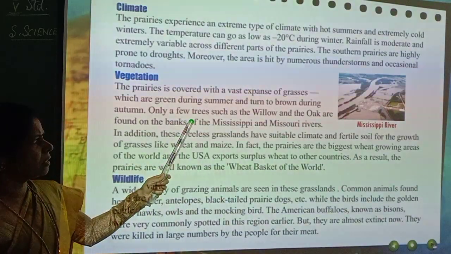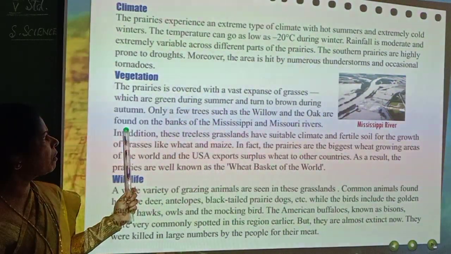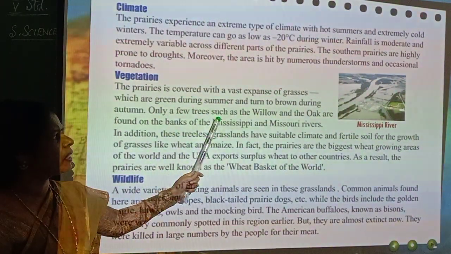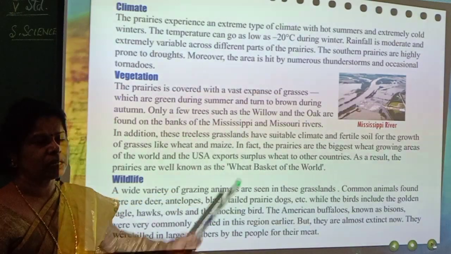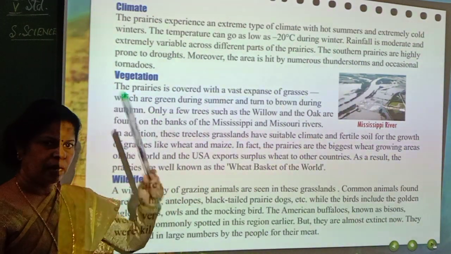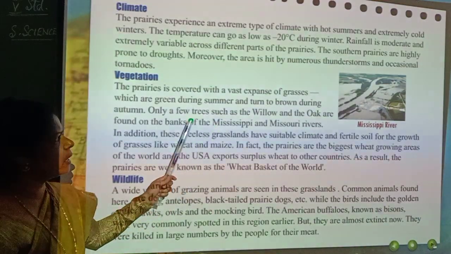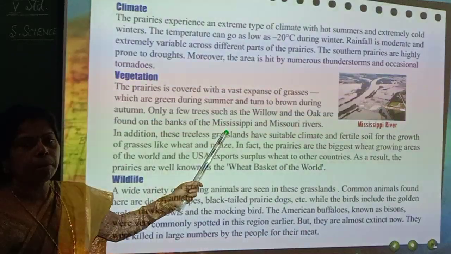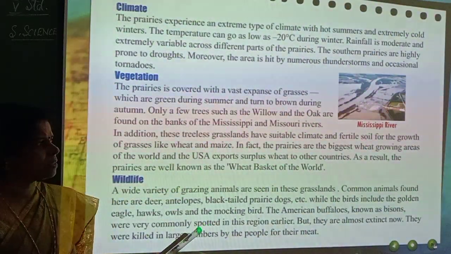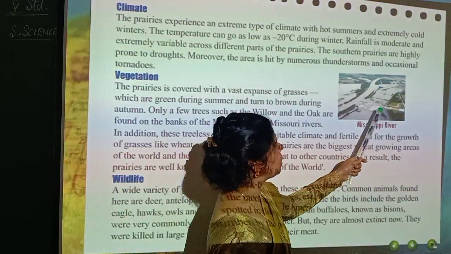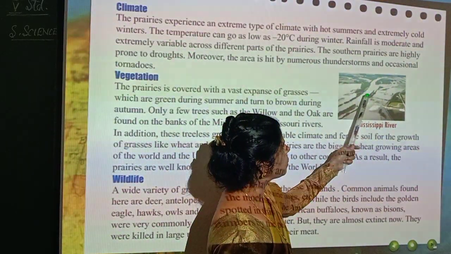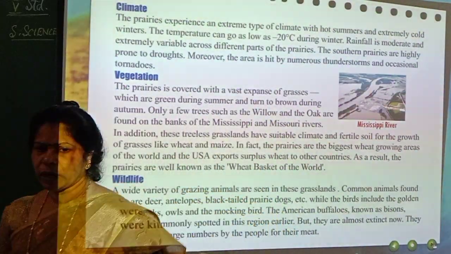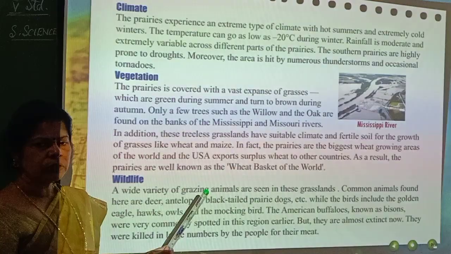Only a few trees, such as the willow and the oak, are found on the banks of the Mississippi and Missouri rivers. So which types of trees are grown there? Willow and oak trees, long, tall trees, cone shaped. You can see that oak, isn't it? So you can see here the Mississippi river. You can see how it is flowing. All these are water spots. Understood? All the white color is water spots. That is the Mississippi river. Now, so what happens here?